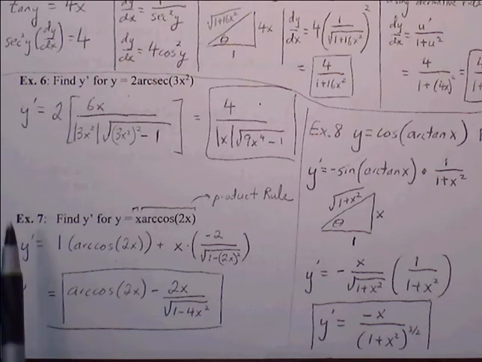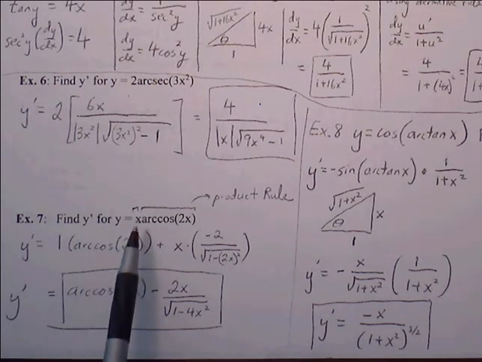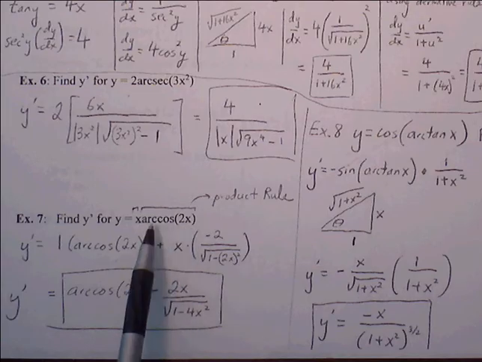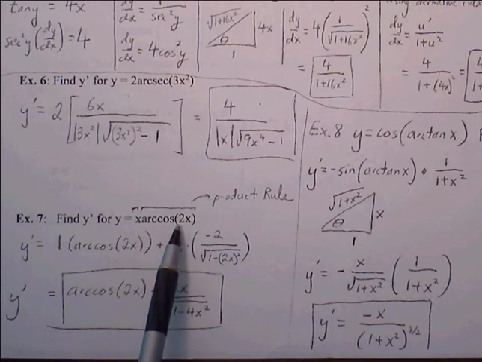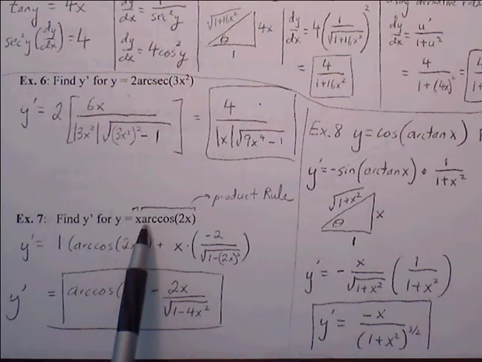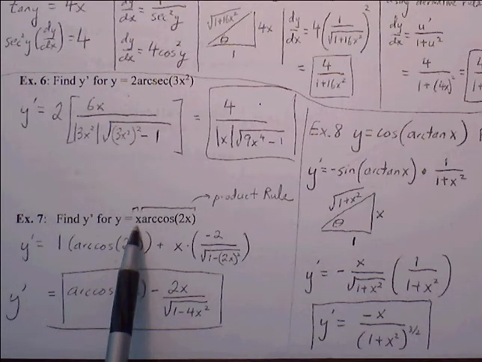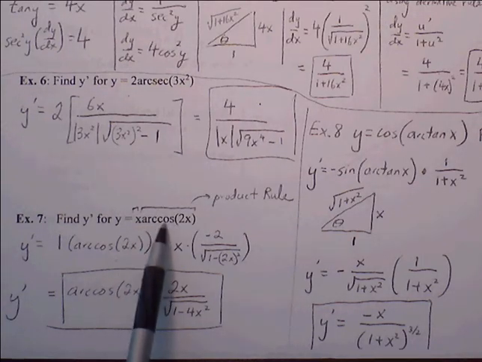Okay, example 7 here. Find y prime for y is equal to x times arc cosine of 2x. Now, arc cosine of 2x, we can use the rule for arc cosine of u, which is just the negative version of arc sine, right? Negative u prime over square root of 1 minus u squared. However, notice that there's another variable that is in front of the arc cosine of 2x. So we can't just apply the rule directly for arc cosine of 2x.